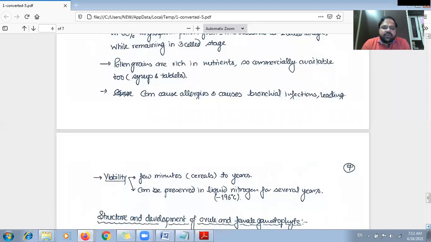When we talk about the viability of these pollen grains, some plants, such as the cereals, show only a few minutes of viability, but some plants show several years of viability. It depends on the plant. So there is a wide variation in viability among different plant species, and these pollen grains can also be preserved in liquid nitrogen for several years. Thank you.